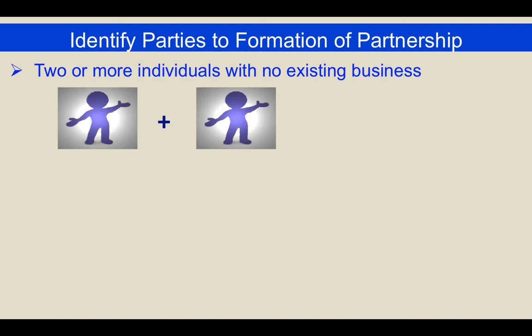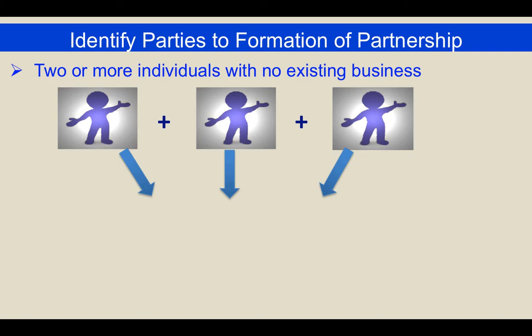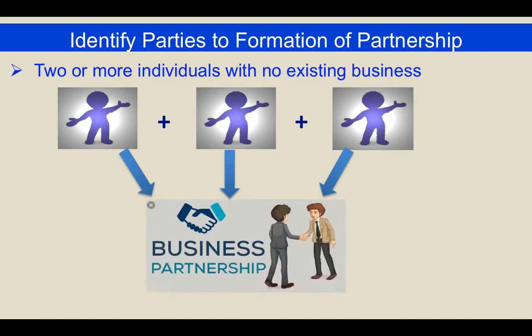So, in partnership, it can be two or more. They can invite another individual, as many as 20, okay? But of course, for the ideal number of partners, the lesser the better. So here, these three individuals can now form a business partnership, okay?